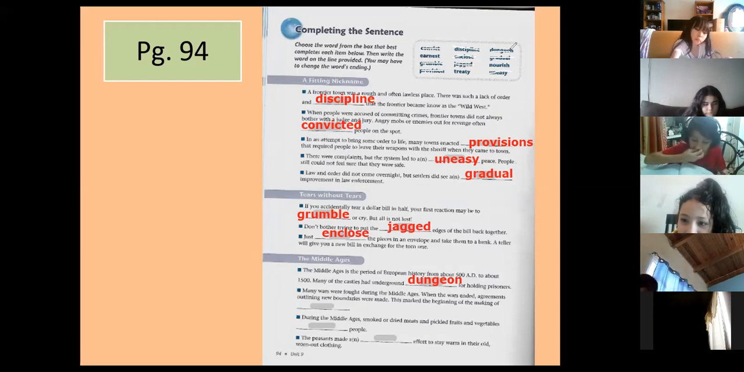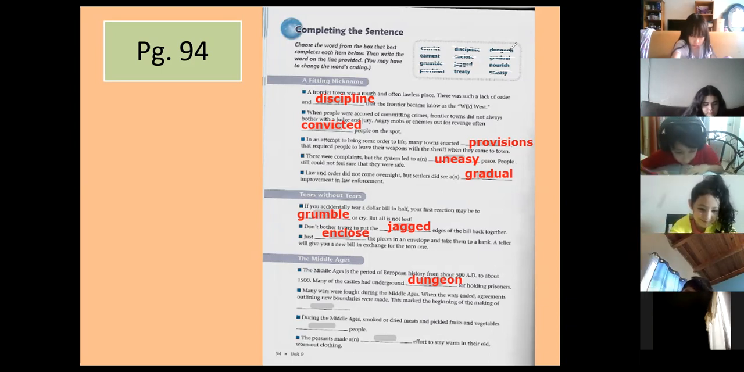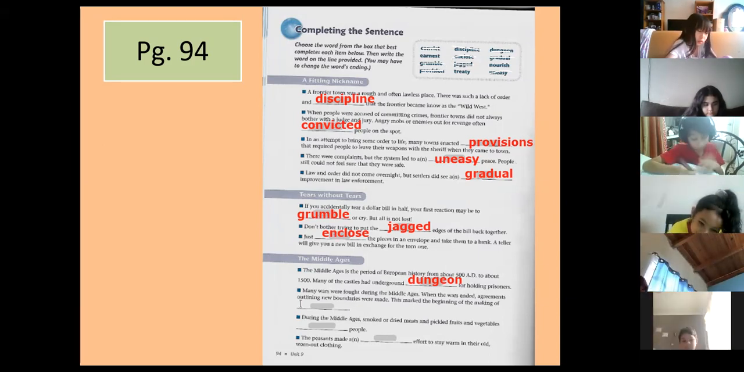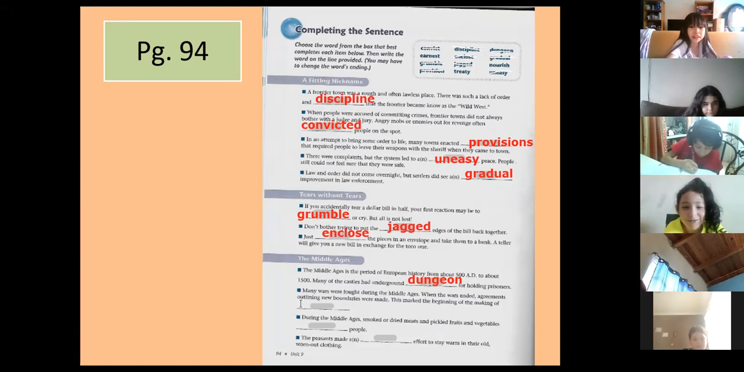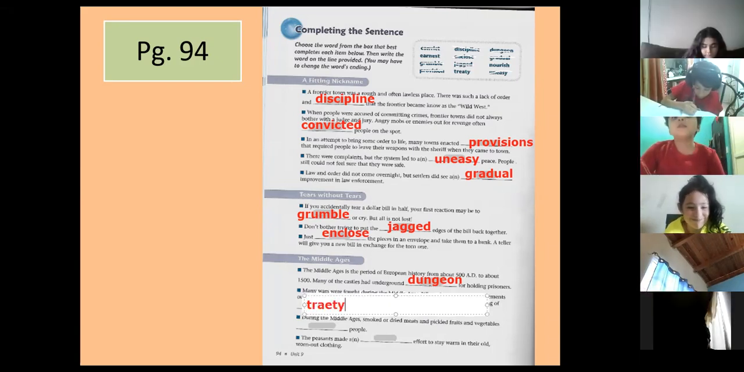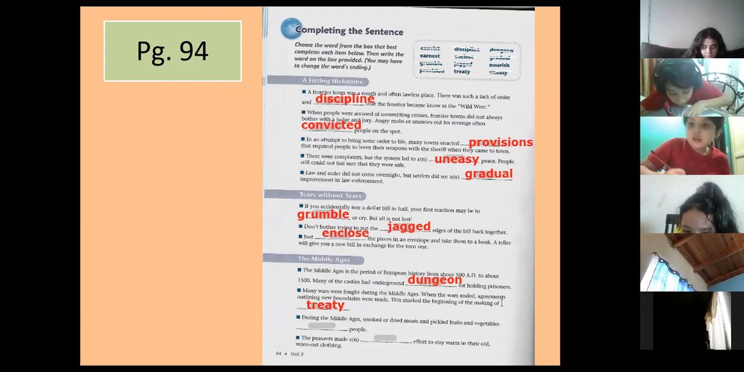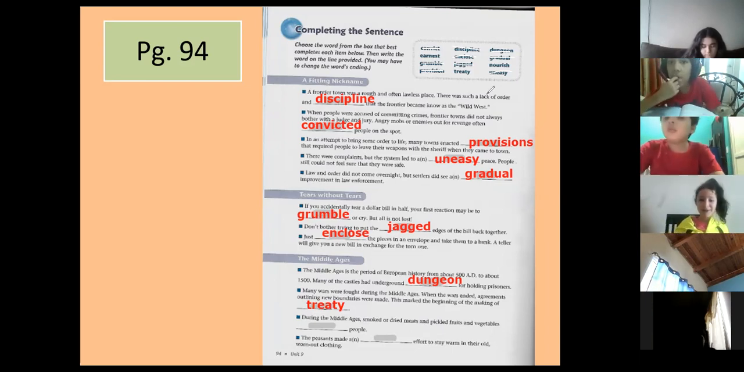Then it says, many wars were fought during the Middle Ages. When the wars ended, agreements outlining new boundaries were made. This marked the beginning of making what? They were making agreements. No, they were making treaty. Remember, treaty is to make an agreement. So there was the beginning of the treaty. Marked the beginning. They have some agreements. Yes, it says here agreement. So it means that it was a treaty.